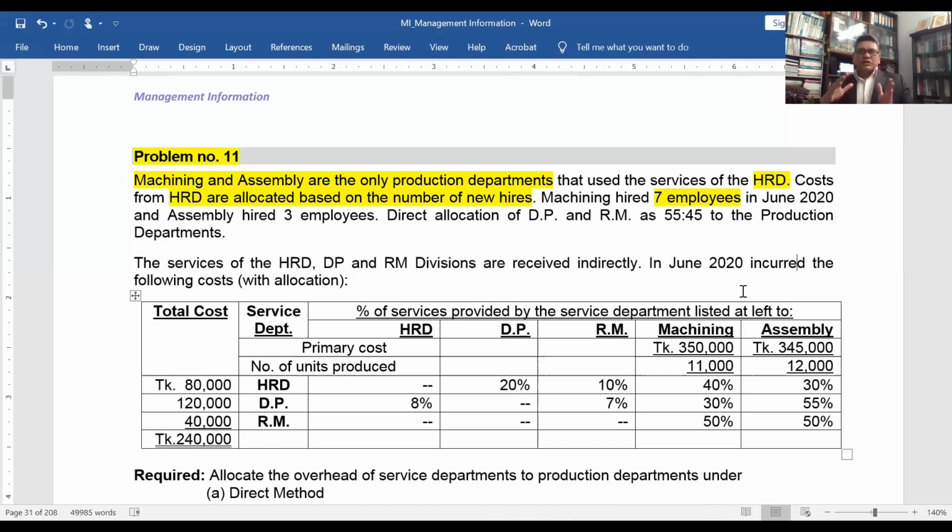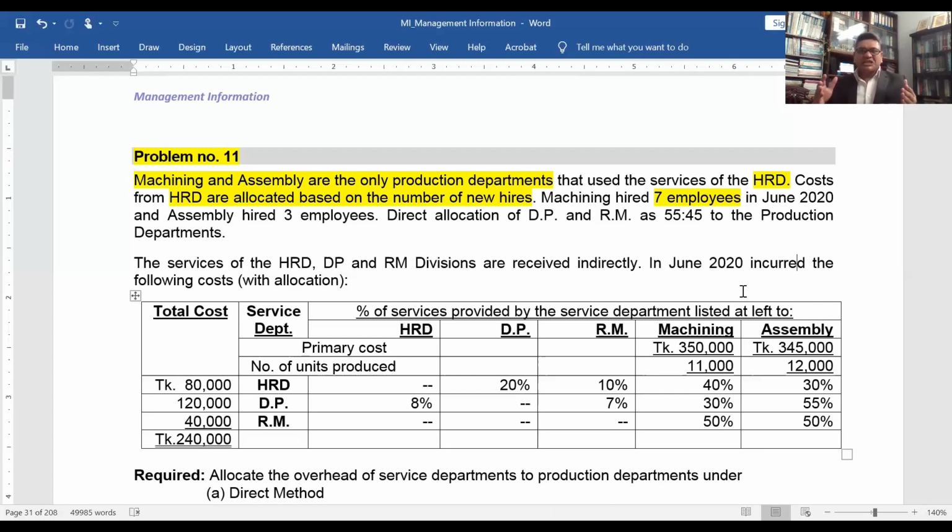Direct allocation to DP, DP means data processing, and RM means risk management, is 55:45 to the production departments. The services of the HRD, the DP and RM divisions are received indirectly.